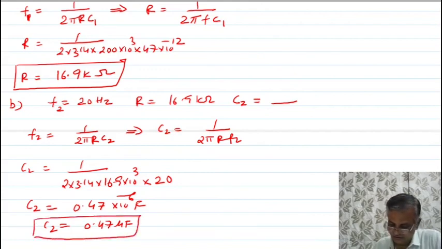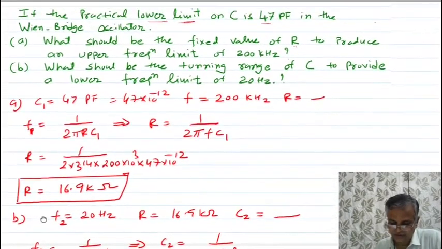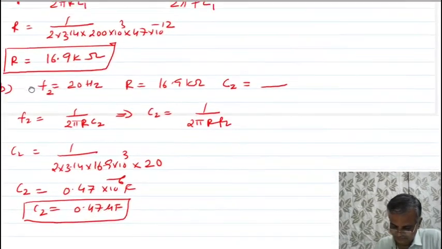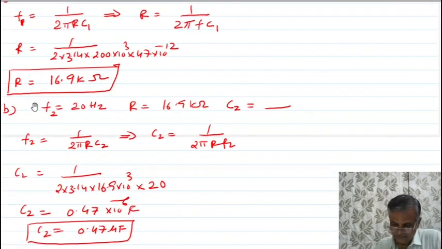This is the numerical based on the Wien bridge oscillator. Here I am giving the end of the lecture. Next time we will discuss the Hartley and Colpitts oscillators. So two oscillators we have discussed in the last two lectures. Both are based on the RC oscillator. One we have discussed is the RC phase shift oscillator. Second we have discussed is the Wien bridge oscillator.